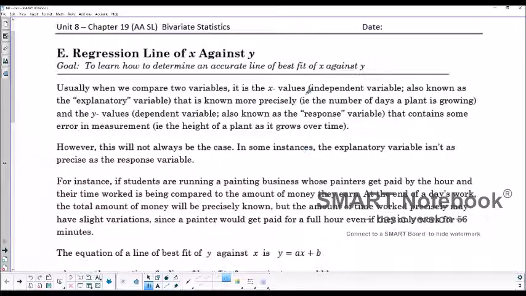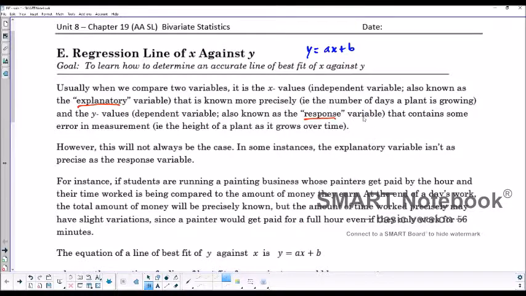Usually we'll find the equation y equals mx plus b, or ax plus b, where it's the regression line y against x, where x is the independent variable and y is the dependent variable. We have been told in the past that the x is the explanatory variable. That's what the other variable will depend upon. So the x is the independent, and the y value is the dependent, also known as the response variable. It's a response, I guess, because it depends on the independent variable.